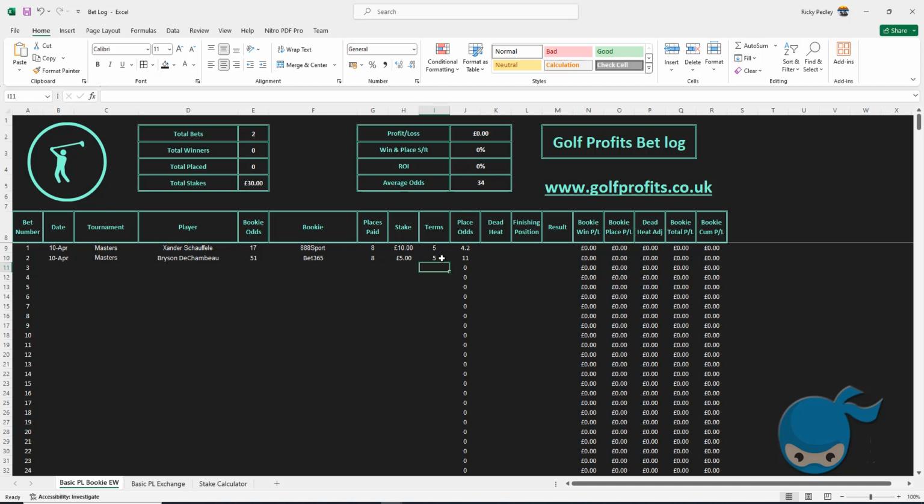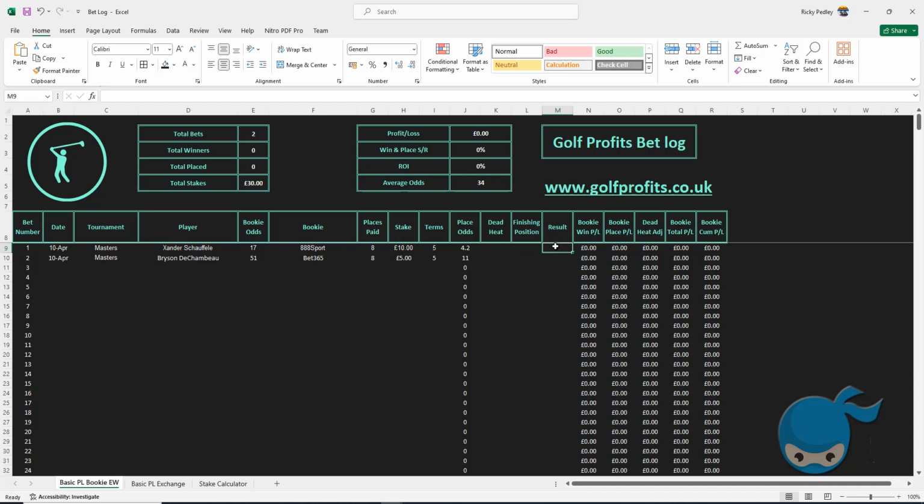So that's the place odds that you're getting on your each way bet. So you'll continue to add the selections underneath, and then once the results are known, we've got 3 columns here: the dead heat column, which I'll come back to shortly, finishing position, purely for your information if you want to note where they finished, and the main one, the result here.